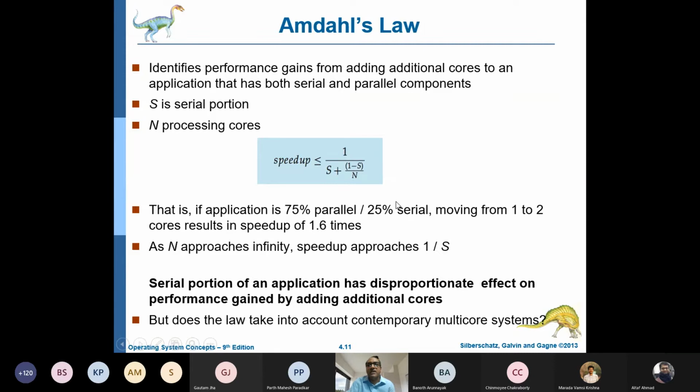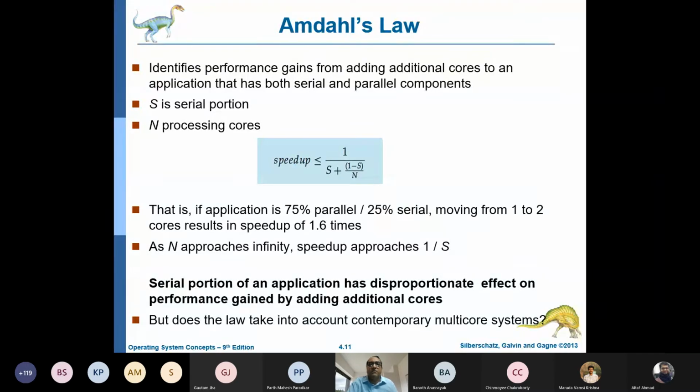Suppose you have a dual core system and you run this program on it. You can achieve a speedup of 1.6 times compared to a single processor system, because here n equals 2 and s equals 25%. That is, 1/4 of the code is sequential and has to run sequentially, and the remaining code is parallelizable.